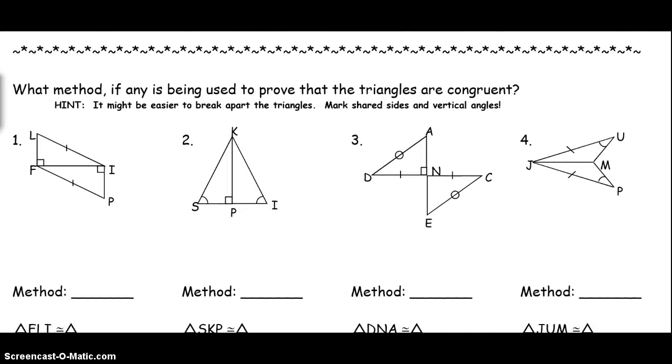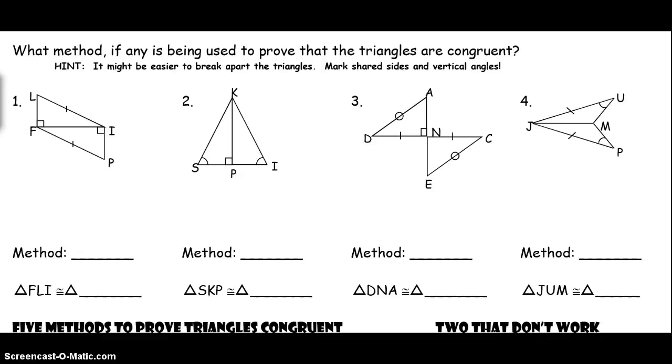So let's move down here. What method, if any, is being used to prove that the triangles are congruent? Hint, it might be easier to break those triangles apart. Mark those shared sides, mark those vertical angles, and there's one other thing I talked about in class. If you have parallel lines, make sure that you mark your alternate interior angles.